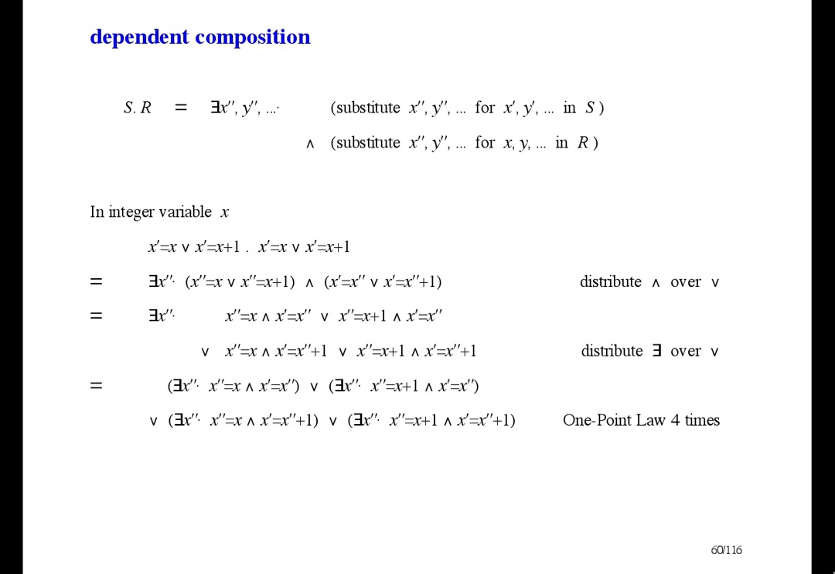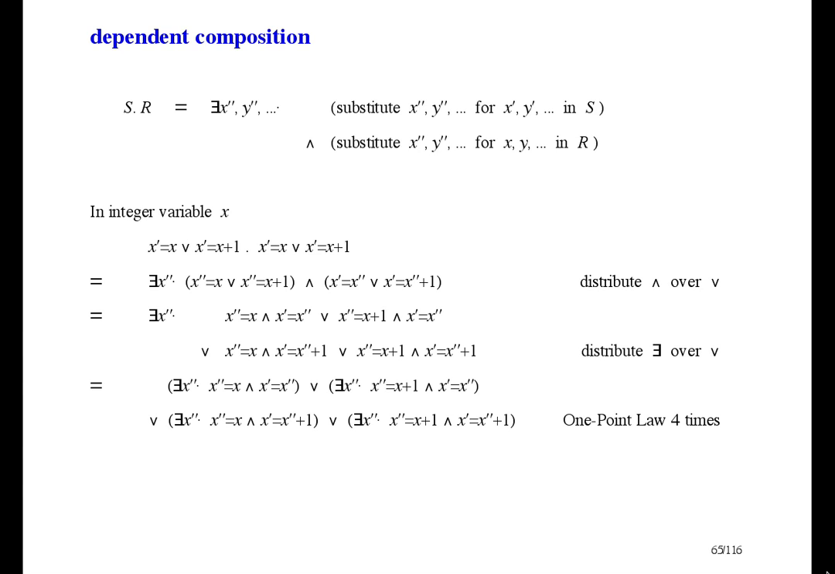Now the hint says one point law. If you look that up, you find that it comes in 2 versions, the existential version and the universal version, and we want the existential version, which says, if you have exists and a variable, and then you have an equation with that variable, and it's conjoined to something, then you can get rid of the quantification and get rid of the equation and just write the rest down, but substituting for the variable.